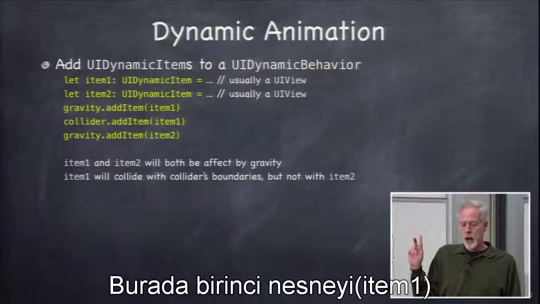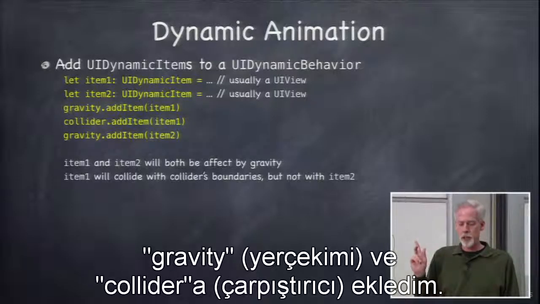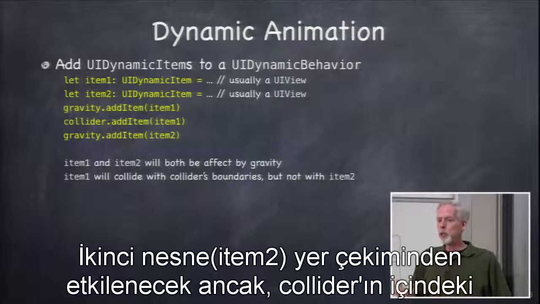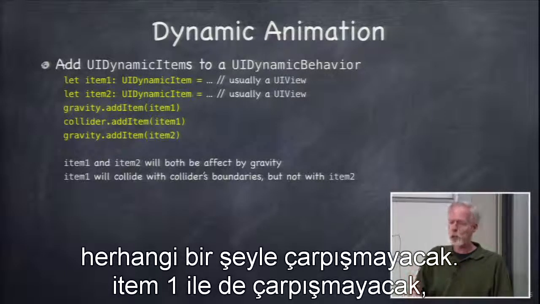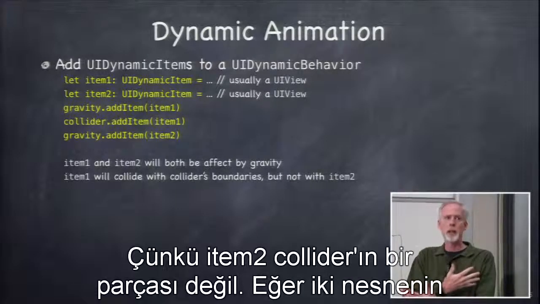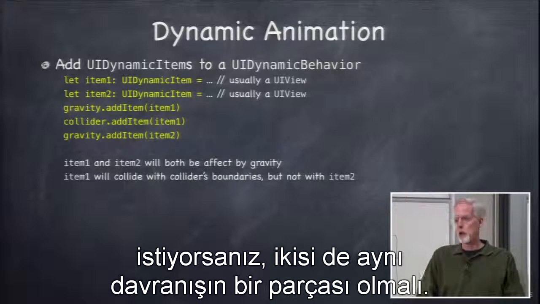So in this case up here, item 1 I added to gravity and collider. So item 1 is going to be affected by the gravity, and it's also going to collide with whatever the collider sets up. Item 2 is affected by the gravity, but it will not collide with whatever's in the collider. It also won't collide with item 1. They would pass right through each other because it's not part of the collider. Okay? So if you want things to interact with each other, they have to both be part of the same behavior.